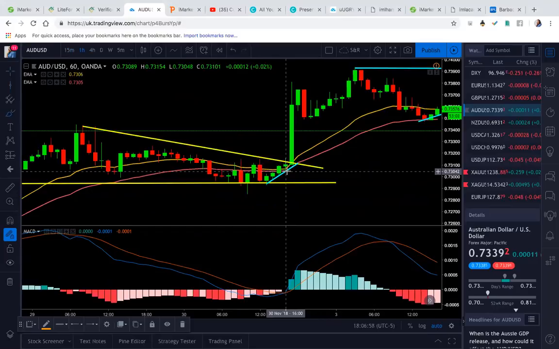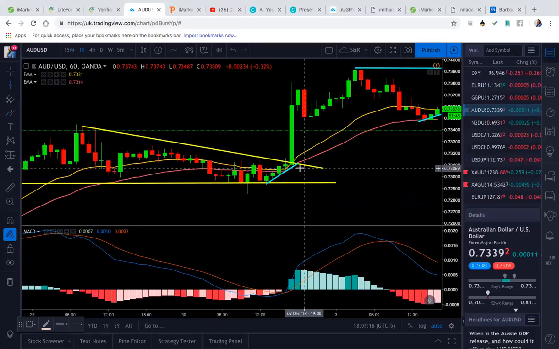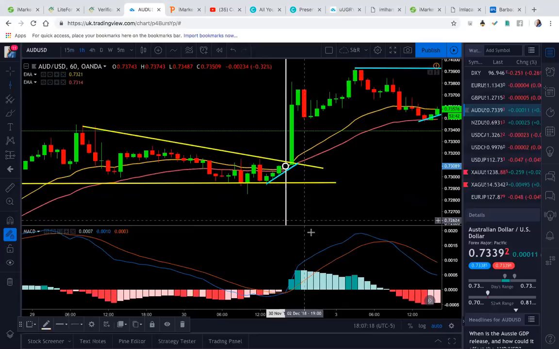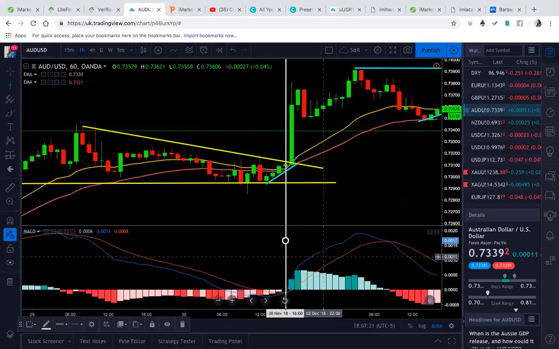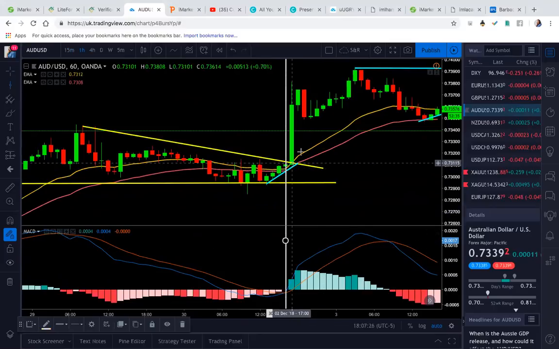Now, in looking for the continuation and the break of the flag, what you look for is the moving average lines to kind of squeeze. Once you get that squeeze, you wait for the MACD to cross. So we got the cross in the MACD here at this small little candle right here, and here. That would have been your signal to get in for a further buy.